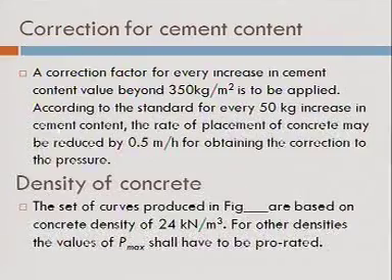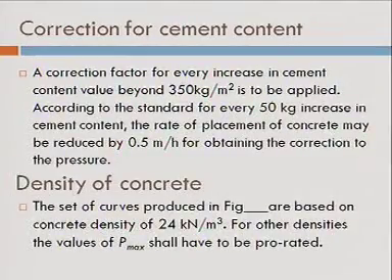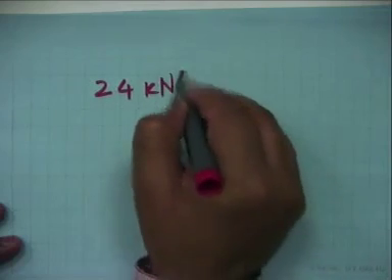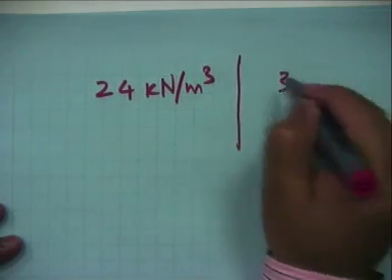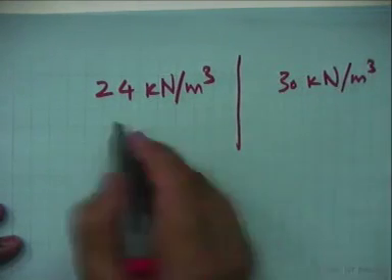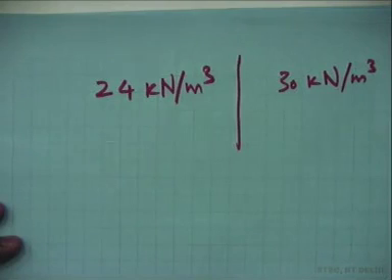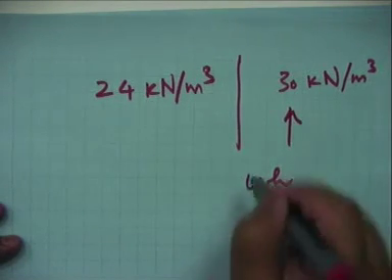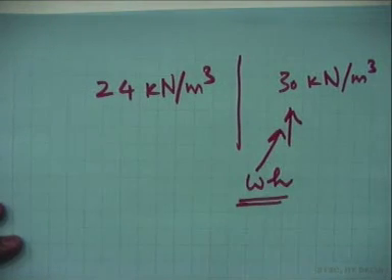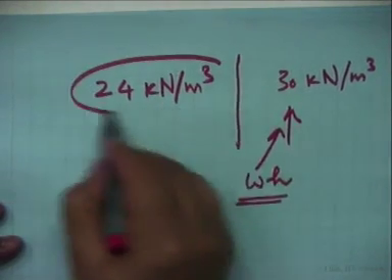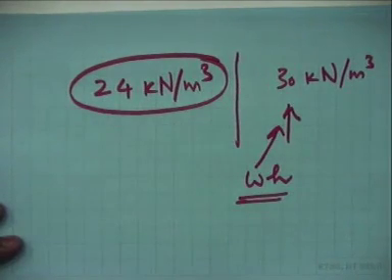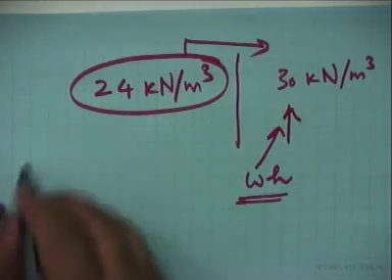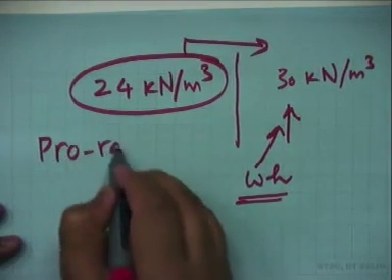What this means is like this. Suppose there is one concrete which has a density of this, another concrete which has a density of this. Which one will have more pressure? Which one will exert more pressure? Definitely this one, because your formula says W H. So if W is increasing, pressure would also increase based on that simple logic. Now, the figures which I showed you are valid for 24 kilonewton per cubic meter. Anything other than this, you have to increase or decrease on a prorata basis.